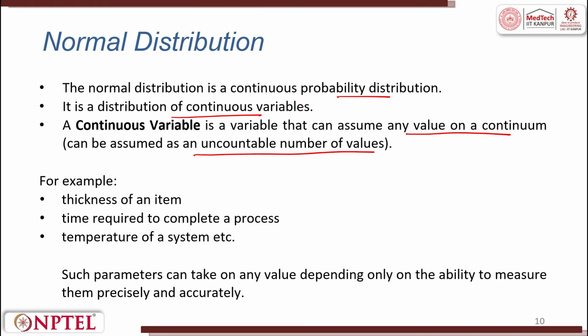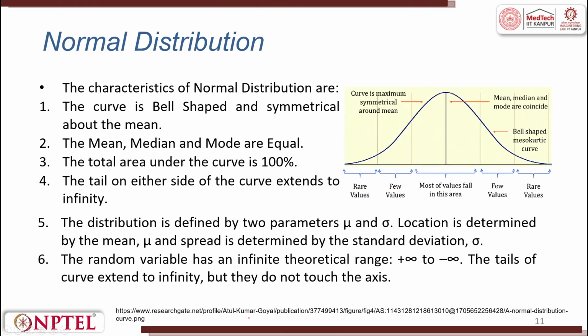So, normal distribution is for a continuous variable. For example, thickness of an item, time required to complete a process, temperature of a system, etc. Such parameters can take on any value depending on the ability to measure them precisely and accurately. The characteristics of normal distribution: the curve is bell shaped and symmetrical about the mean. The mean, median, mode are all equal.